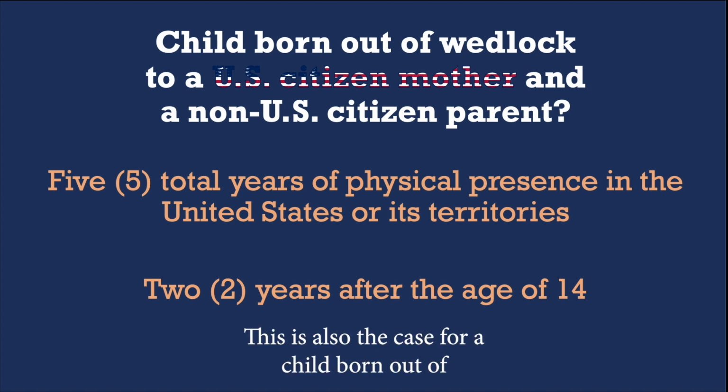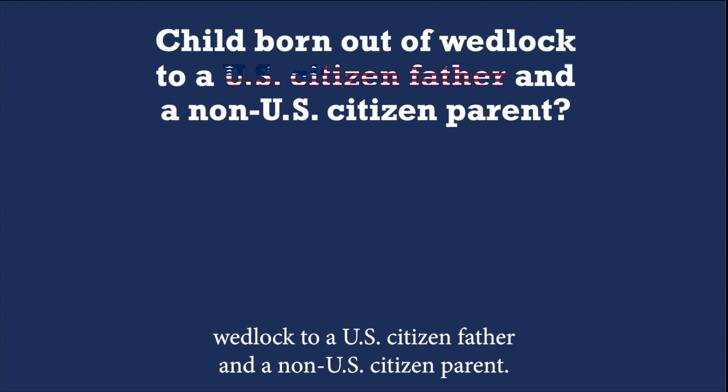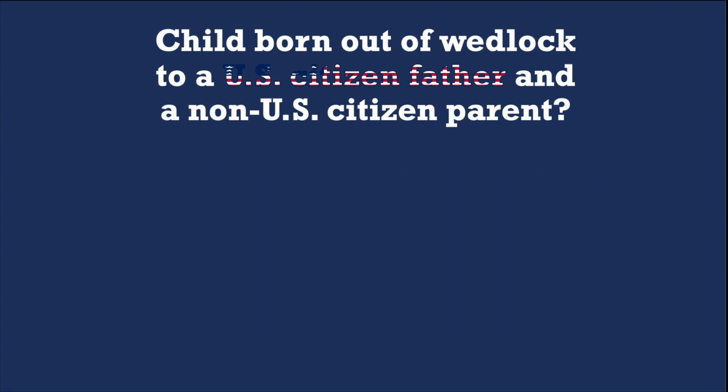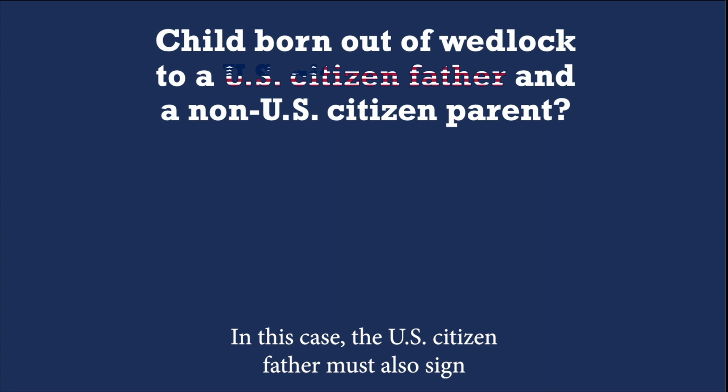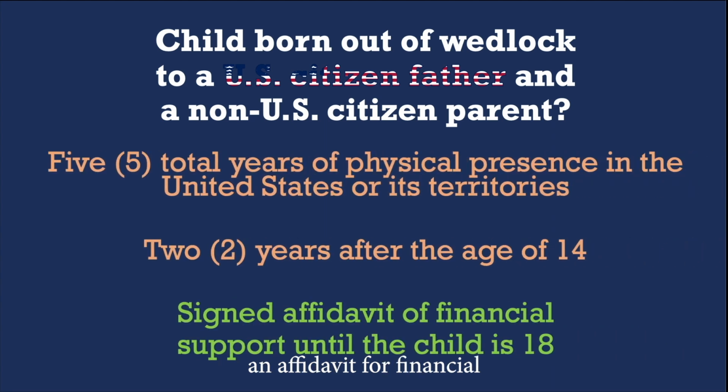This is also the case for a child born out of wedlock to a U.S. citizen father and a non-U.S. citizen parent. In this case, the U.S. citizen father must also sign an affidavit for financial support for the child until the child turns 18 years of age. Let's take a look at an example of how this might work.